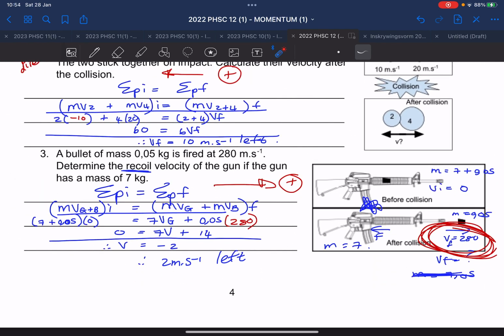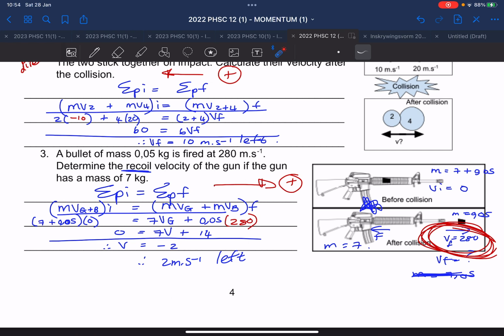It says a bullet of mass 0.05 kilograms is fired at 280 meters per second. Determine the recoil velocity of the gun if the gun has a mass of 7 kilograms. What is recoil velocity? What happens when you shoot a gun? Especially a big gun like this, a machine gun. Yes, it kicks back. Princess, how do you know that?